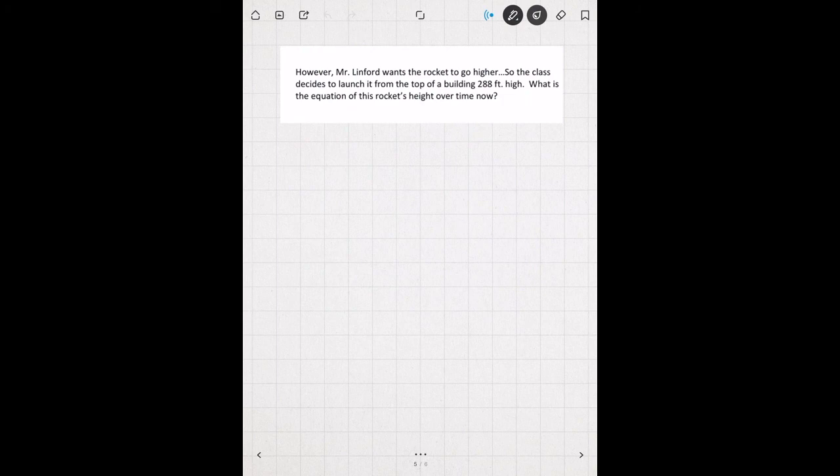In this problem, Mr. Linford wants the rocket to go higher. So what we're going to do is launch the rocket from the top of a 288-foot high building. So let's try to get a picture of that. We have this building, and let's say this is the ground down here. And so, all right, here's Mr. Linford, and he has his rocket.